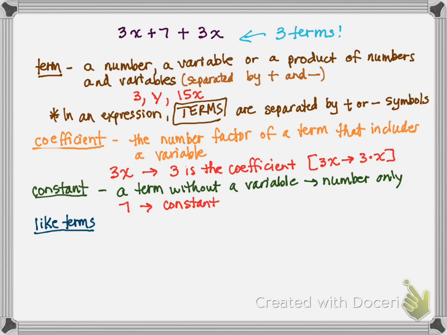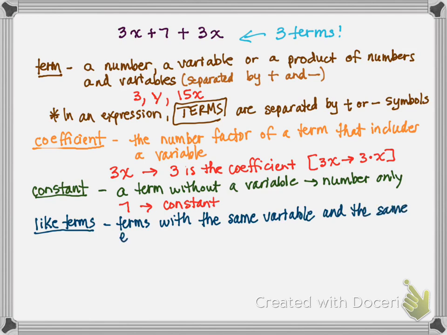Okay, so what are like terms? Like terms are terms with the same variable and the same exponent. So it's not enough that they both say x, but if one says x and one says x squared, not like terms. So let's kind of talk about those. We'll break them into two parts. Let's look at like terms.